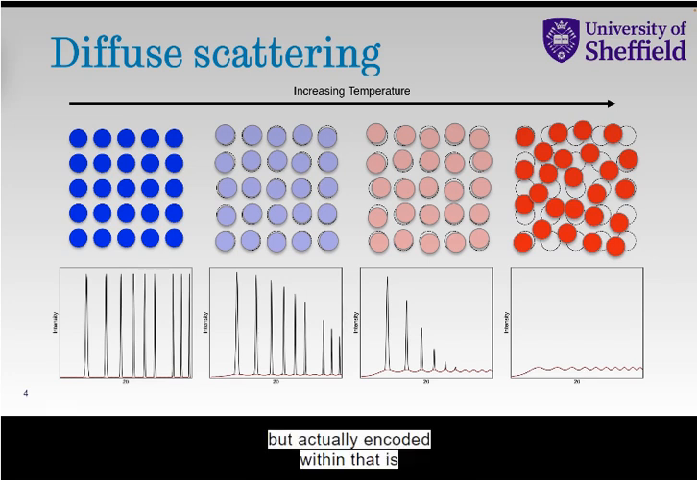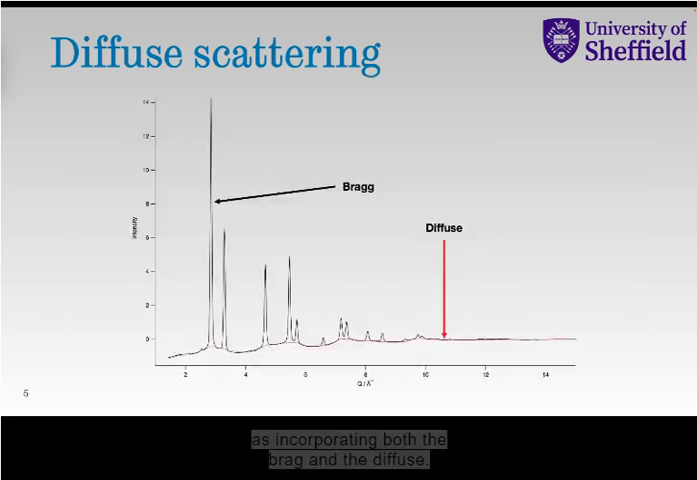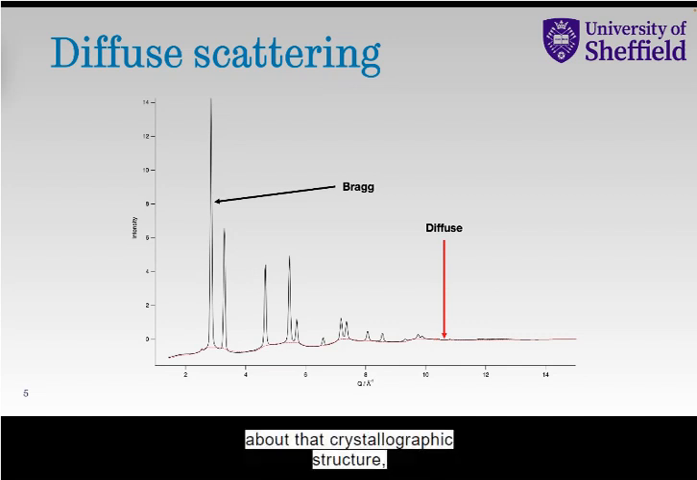But actually encoded within that is information about the local structure within the system. And we can think of any diffraction pattern as incorporating both the Bragg and the diffuse. While the Bragg gives us information about the crystallographic structure, the diffuse gives us information on the local structure, and is, for example, what we would see in a glass, where we would see just the diffuse and no Bragg. But we can see that even in a diffraction pattern like this, we can observe some sort of diffuse signal in here.